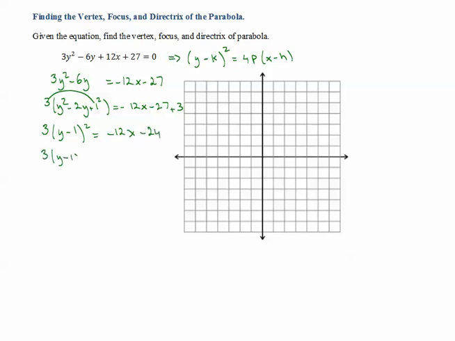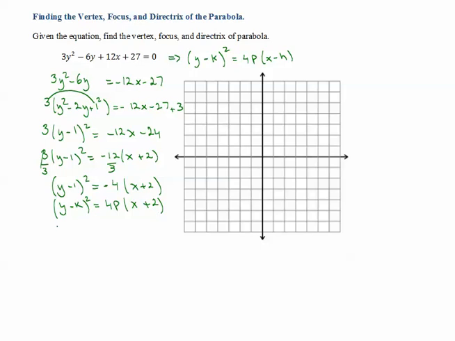So for 3(y minus 1) quantity squared, I factor the negative 12 out on the right, and we have x plus 2. And then if I divide both sides by 3, we end up with (y minus 1) quantity squared is equal to negative 4(x plus 2). Now it looks like the standard form, which is (y minus k) quantity squared equals 4p(x minus h).